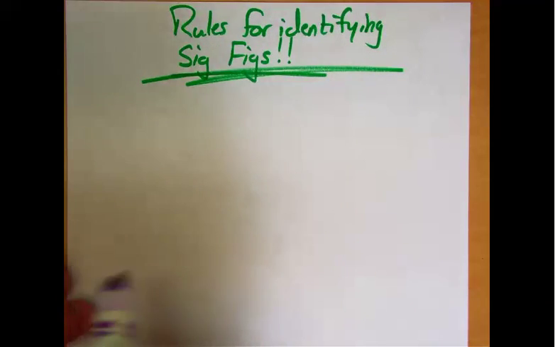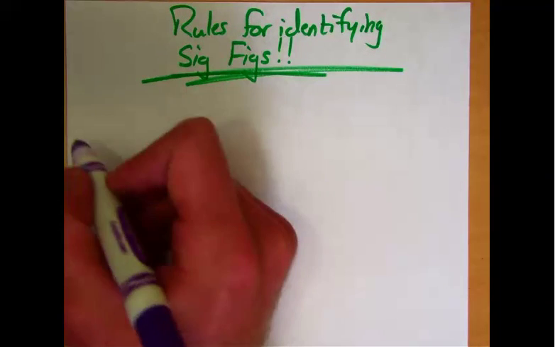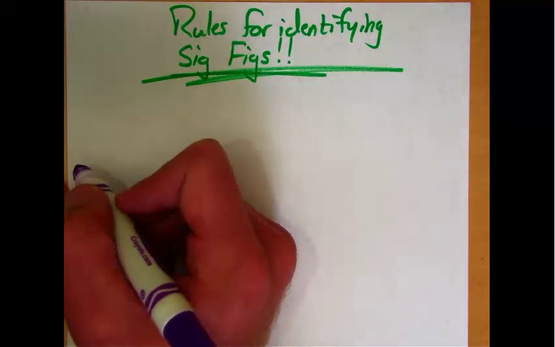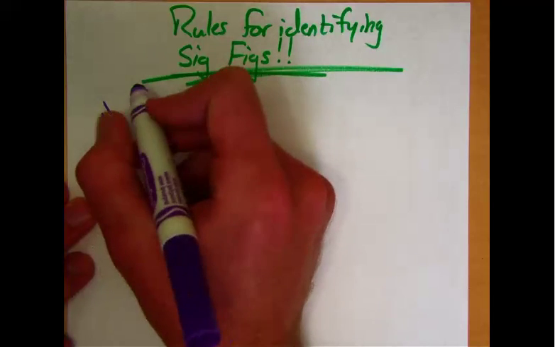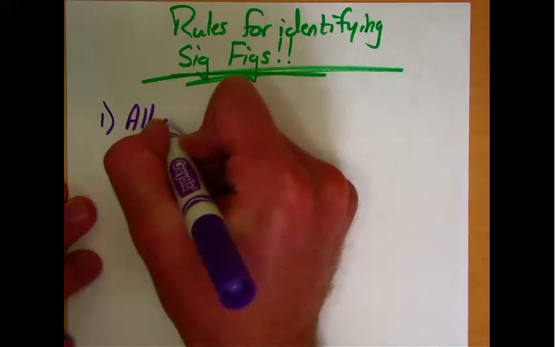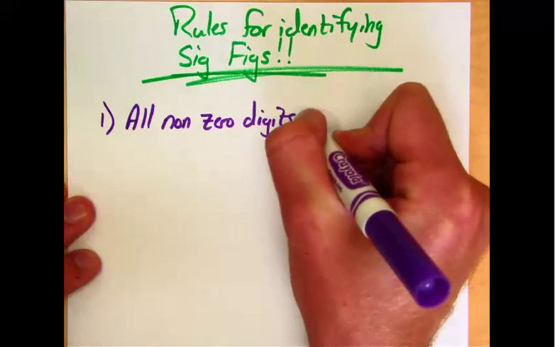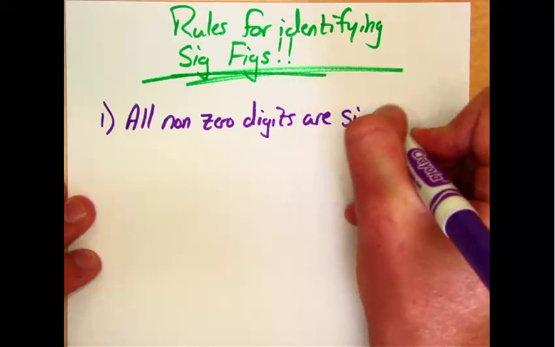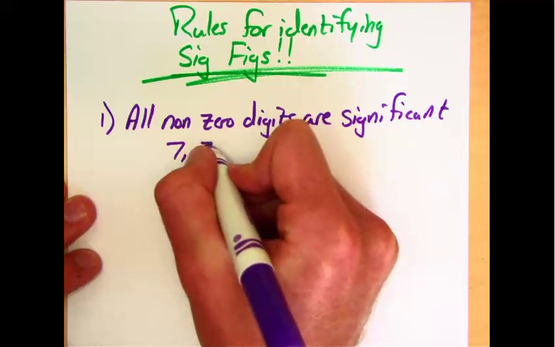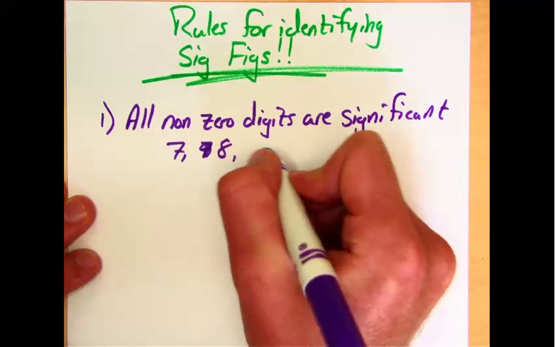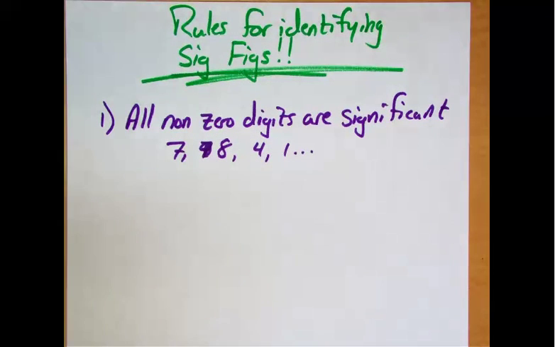So, in order to identify whether or not a digit is significant, we have a list of 4 rules. The first of which is for non-zero numbers, and then the other 3 are for zeros. So zeros are a little bit tricky with these. So our first rule, which is for non-zero numbers, is just simply that all non-zero digits are significant. Our examples of significant non-zero digits are 7, 8, 4, 1, etc. Any non-zero number will be considered significant.